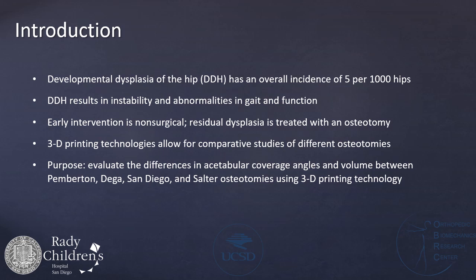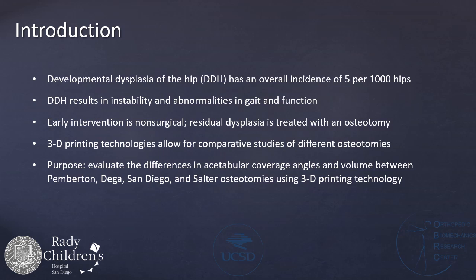Early intervention focuses on the immobilization of the hip in a flexed and abducted position using a cast or harness. Children with residual dysplasia are often treated by surgical intervention, such as a pelvic osteotomy. Comparative analysis of different osteotomies is usually limited due to large variations in dysplasia and the fact that each patient only gets one osteotomy.